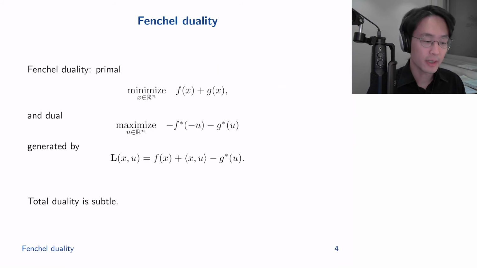In Fenchel duality, the primal optimization problem is of this form. Minimize f of x plus g of x, and as always, we assume f and g are CCP functions. The corresponding dual optimization problem is to maximize minus f star, composed with minus u, minus g star, evaluated at u. This primal dual problems pair is generated by this Lagrangian. The issue of total duality is a subtle matter, as it is always the case with convex duality.